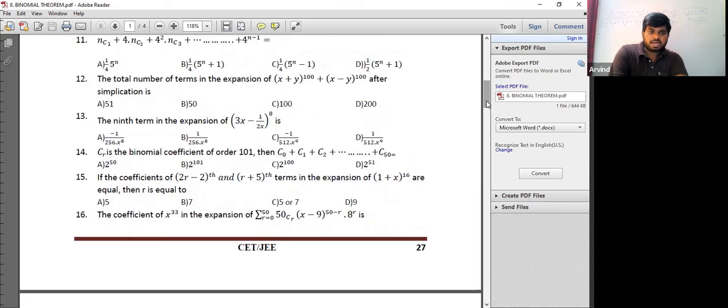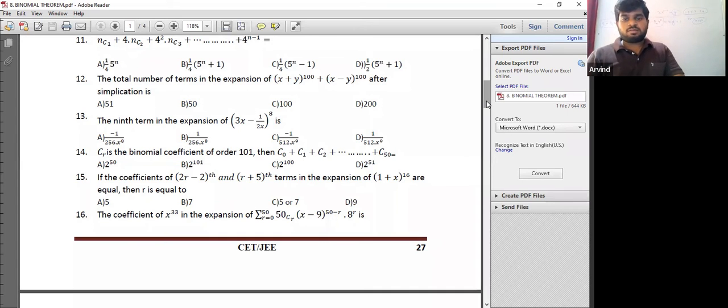14th one: Cr is the binomial coefficient of order 101, meaning n value is 101. We usually write nCr, but instead they say Cr is the binomial coefficient of order n, which means 101 Cr. So now, in place of n, we have 101.